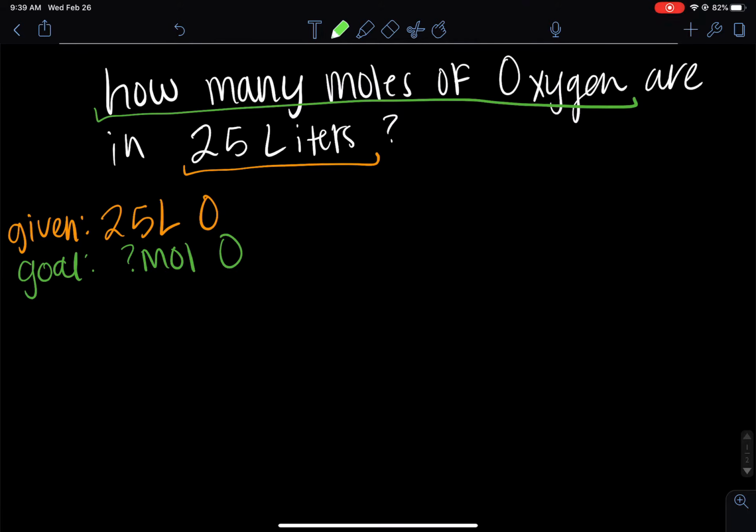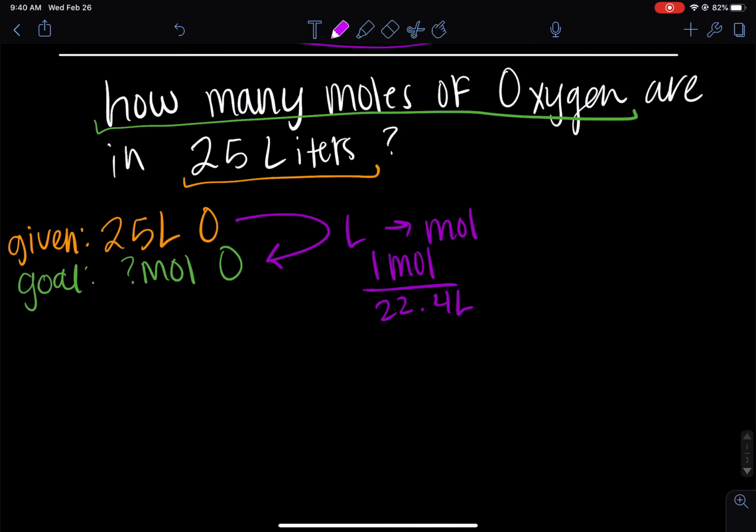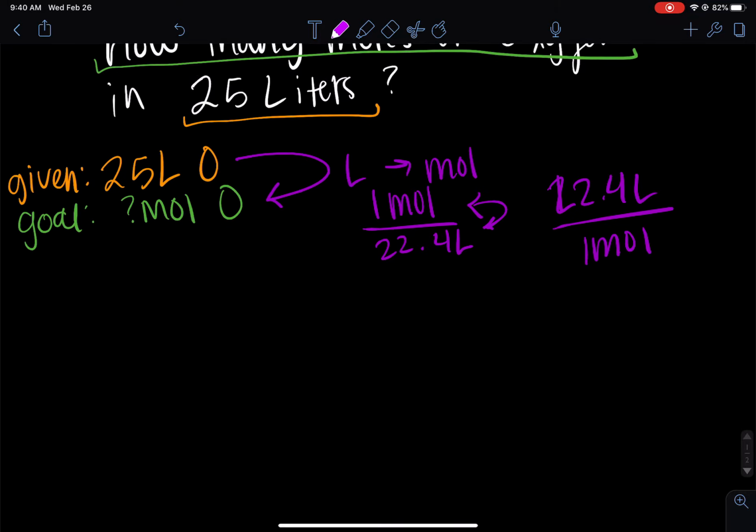Okay, and so then we just need a conversion factor to go from liters to moles. And we know that the conversion factor for this is 1 mole over 22.4 liters because of this conversion. Okay, and any conversion factor we can flip the way that we write it. So we could write 22.4 liters over 1 mole. Doesn't matter.